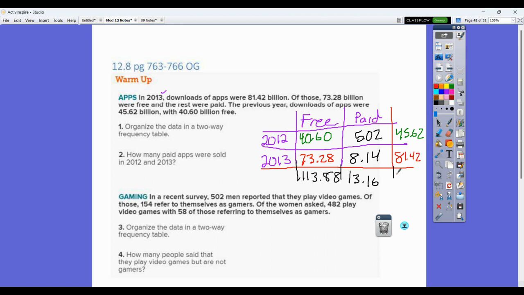And lastly, you should be able to have a grand total, which would be over here. And for this one, it's 127.04. For the grand total, you can either add your 2012 and 2013 or your free and paid to get that number. So that's how you make a two-way frequency table. And then we can answer the question, how many paid apps were sold in 2012 and 2013? So those would be our answers there based on that. Okay, so that's our two-way frequency table for that.